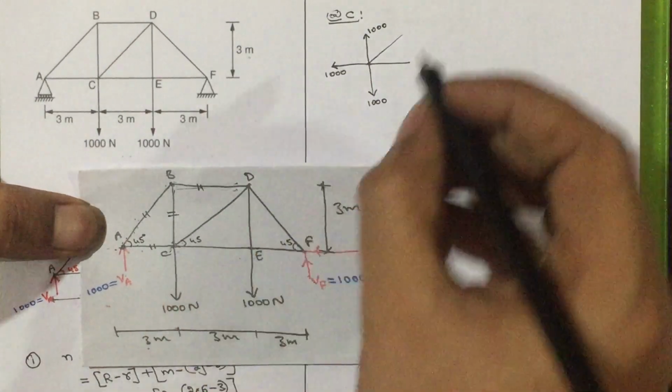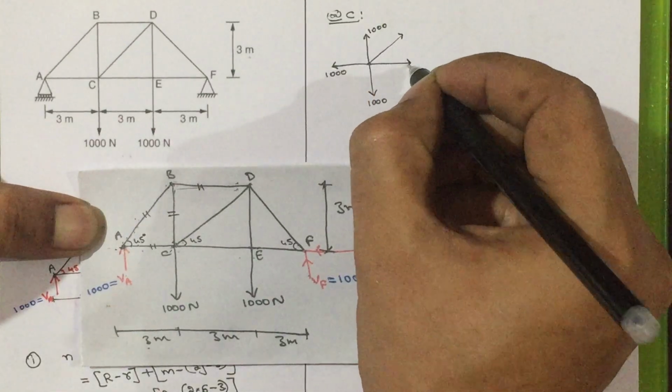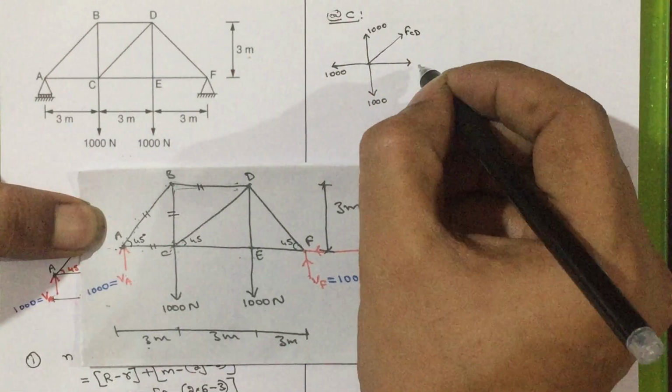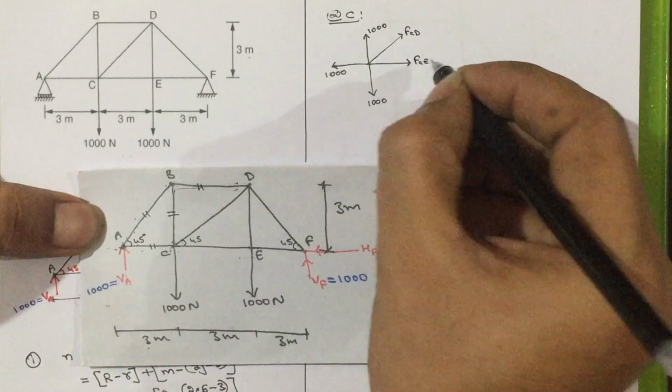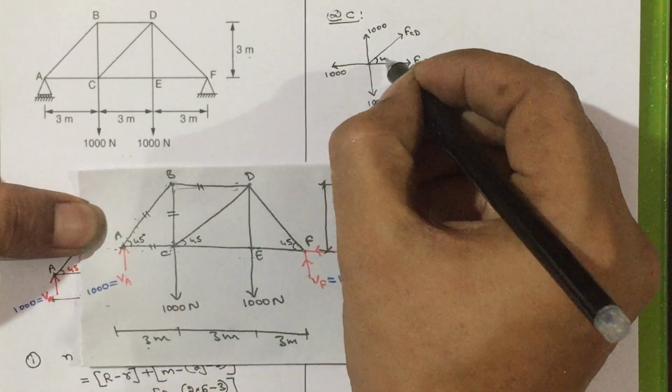Then CD we don't know the value, so we assume these two as tension forces. It will become FCD, and FCE. We don't know the values. Then the angle here is 45 degrees.